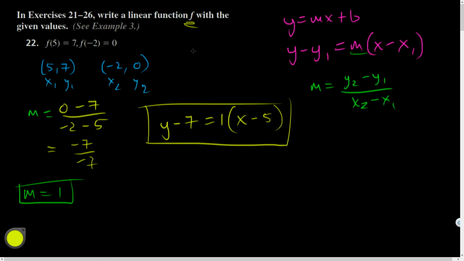Although they did point out to write it in terms of f. So what I'm going to do is convert it to slope-intercept, and remember that y is the same as f of x in those cases. So I'm going to do some distributing. And I get the following: y minus 7 equals 1x, or just x, minus 5. And let's solve for y. I'll add 7 to both sides.